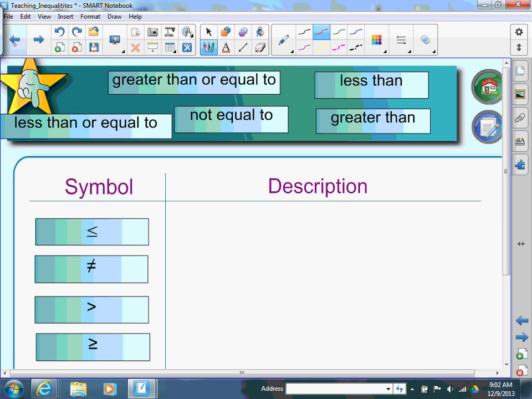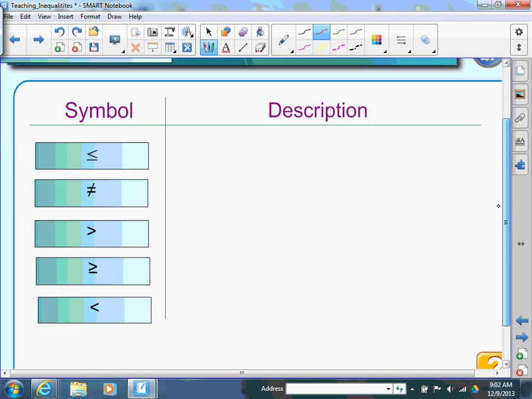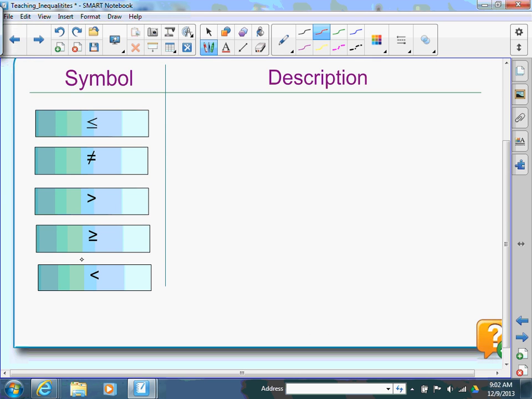Right, on your paper, I want you to write down these 5 symbols. I want you to do it just like this. Symbol with a T, description, just like it is on the screen. Draw that into your composition book. You don't have to take up a whole page to do it. Put that in your composition book.